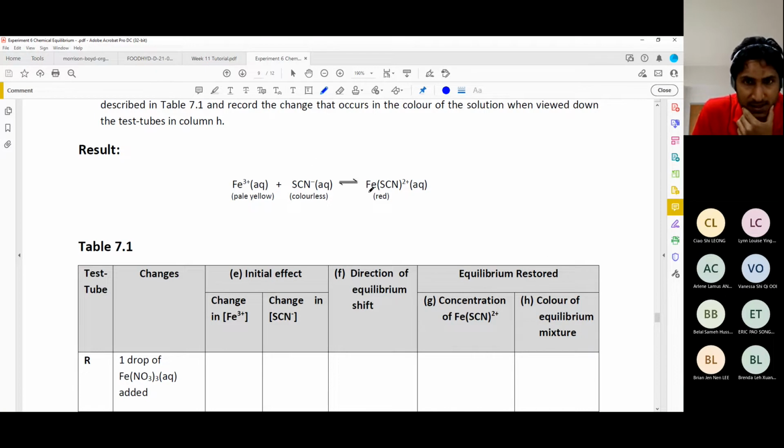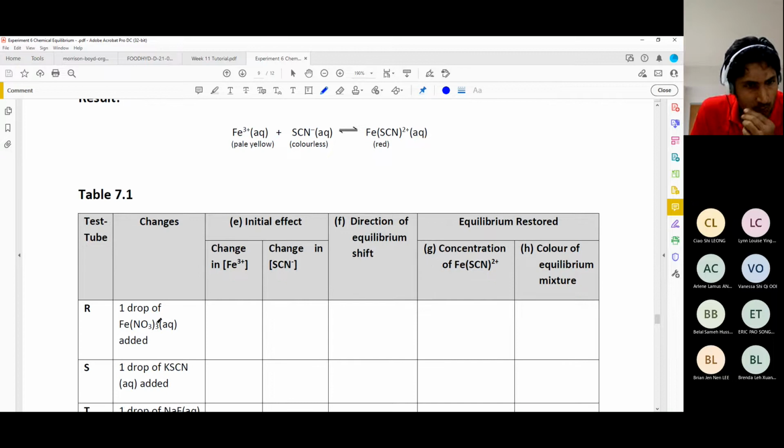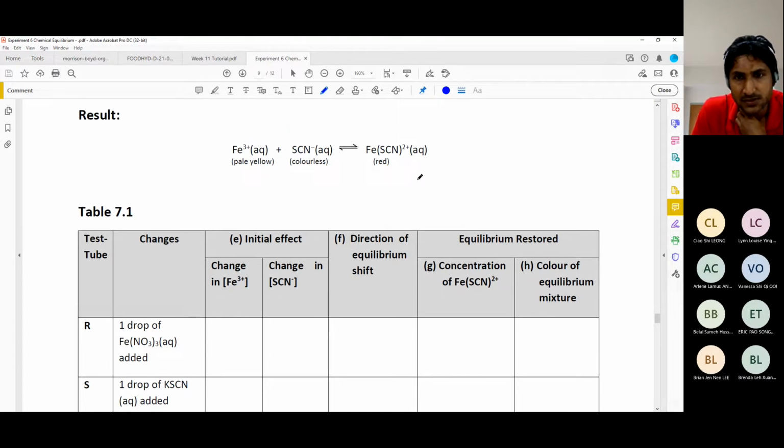Iron and thiocyanate is producing iron thiocyanate, right? And then if I add 1 drop of ferric nitrate, or iron 3 nitrate, what will happen? Iron 3 nitrate will produce Fe3+ and nitrate 1 negative. So since the Fe3+ is increasing, this iron will increase.